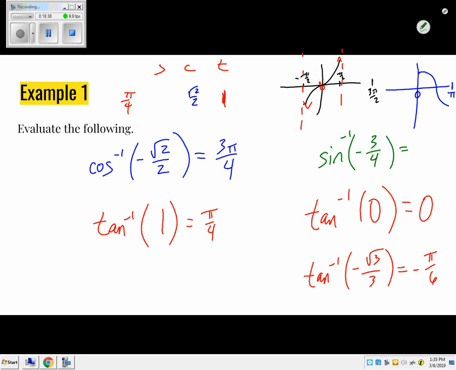Put it in a calculator. It's not one of my nice values. So let's just type it in a calculator. Give me 4 decimal places.